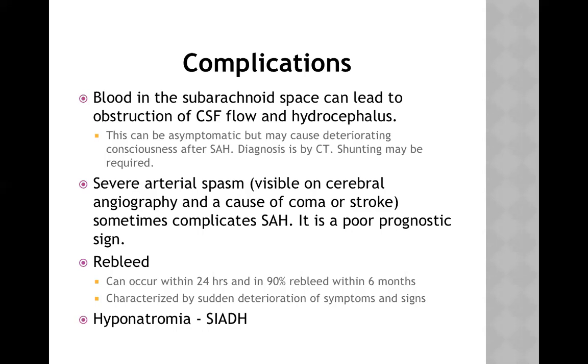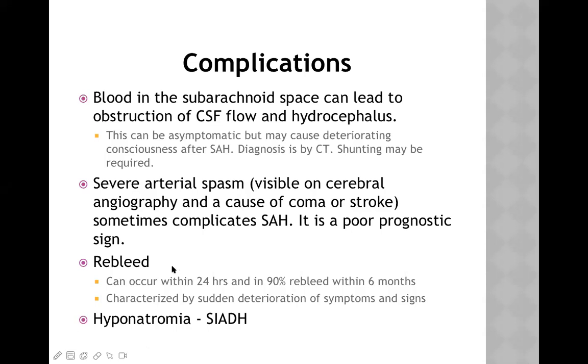Another few percentage of the cases may develop non-communicating or obstructive type of hydrocephalus, where a small blood clot is blocking the aqueduct of Sylvius. Diagnosis is simple here. It is done by CT scan, and after that shunting may be required, that is VP shunt. Now, severe arterial spasm, which is visible on cerebral angiography, can be controlled by some medicine. One of the drugs we can give in this situation is a calcium channel blocker called nimodipine. Nimodipine can be given to reverse this arterial spasm.